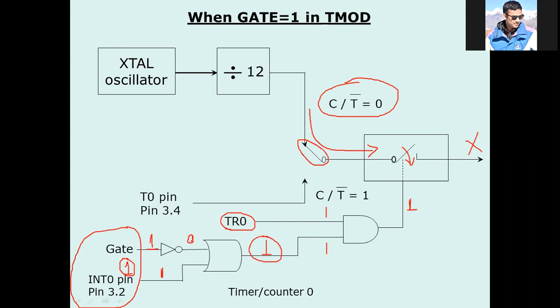Clear or not? So 0, 1. So what will be the output of the OR gate? This is the OR gate. 1. Okay. So what will be the input of this particular AND gate? 1 and 1. So then the output of the AND gate will be 1. So then the switch will be closed.